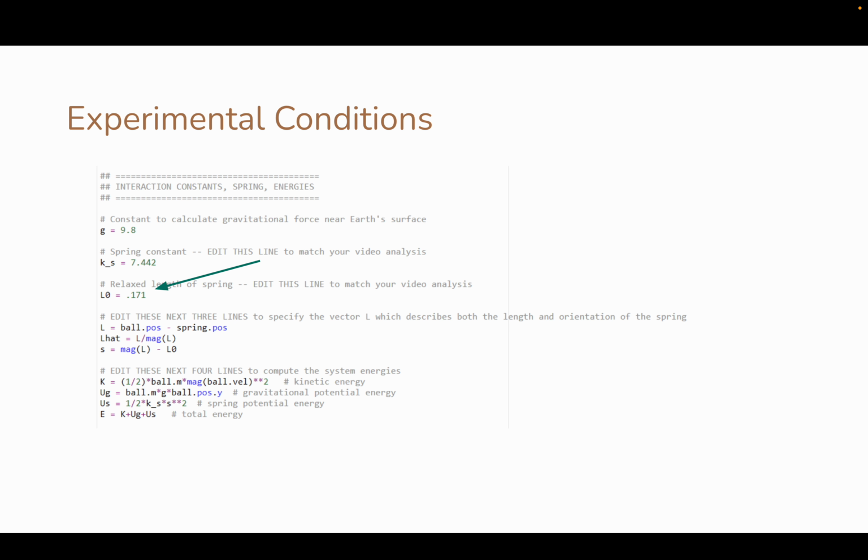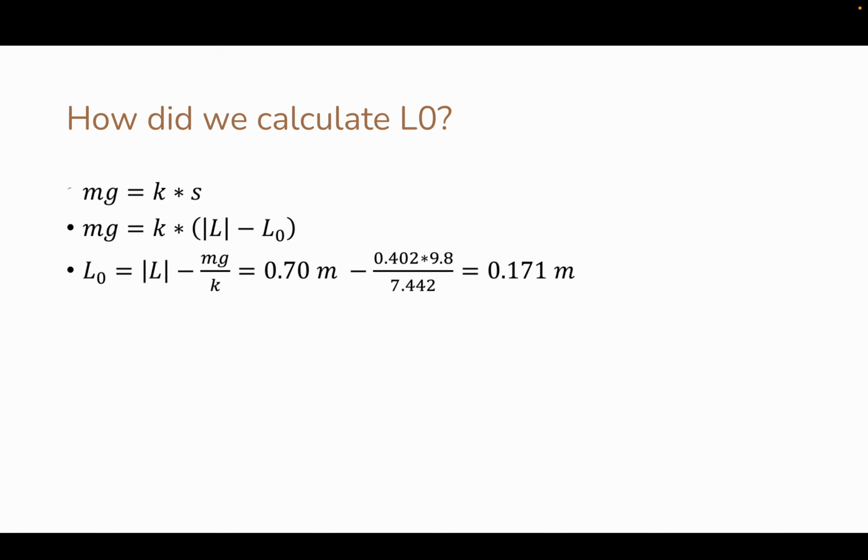For L0, the relaxed length, I use the equilibrium condition, mg equals k times the stretch. Rearranging this, L0 equals the total length minus mg over k. At equilibrium, the spring length was about 0.7 meters, so L0 equals 0.7 minus 0.402 times 9.8 over 7.442, which comes out to 0.71 meters.